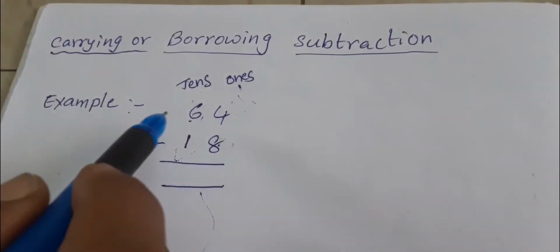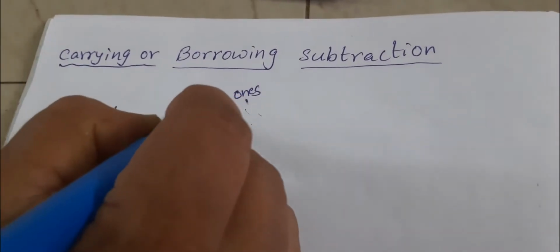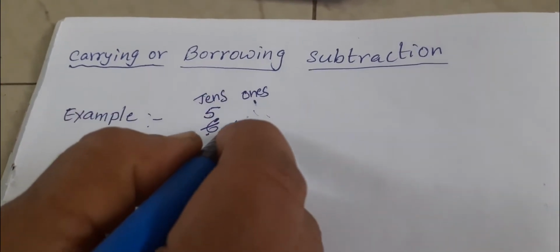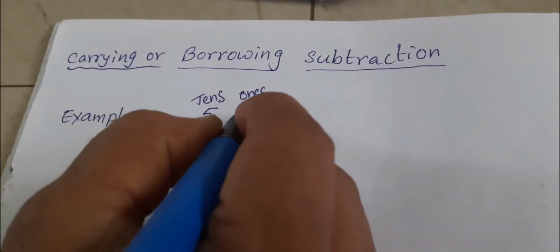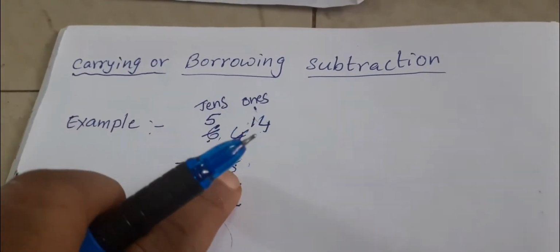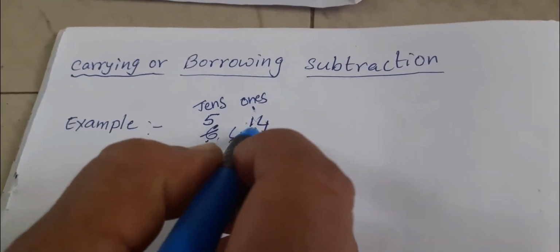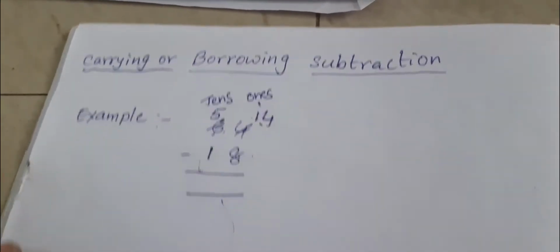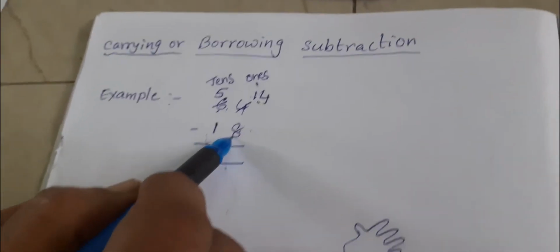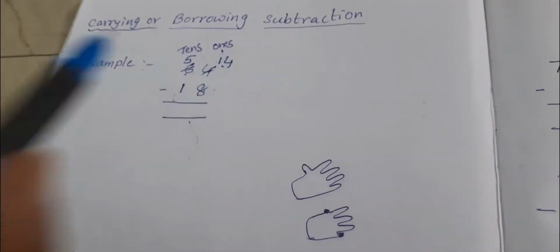Now we take borrowing from 6. Now 6 will become 5 tens. 4 will become 14, because 1 ten is added with 4 ones. So here 4 will become 14. Now 8 subtract from 14. We don't have 14 fingers.